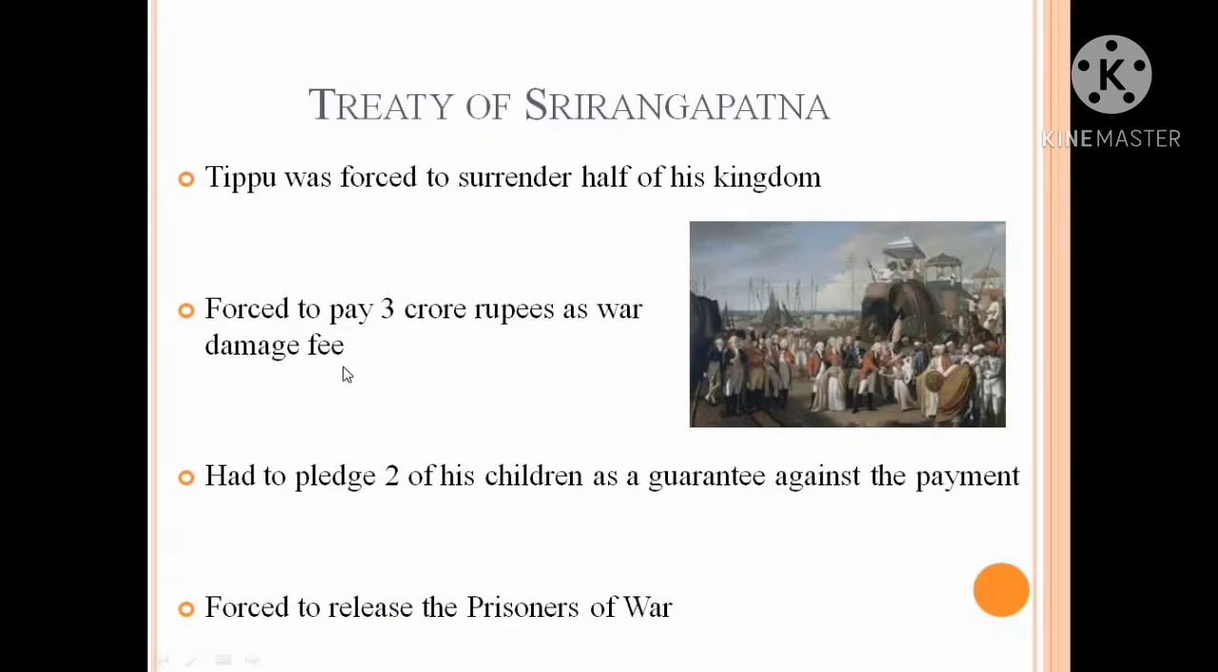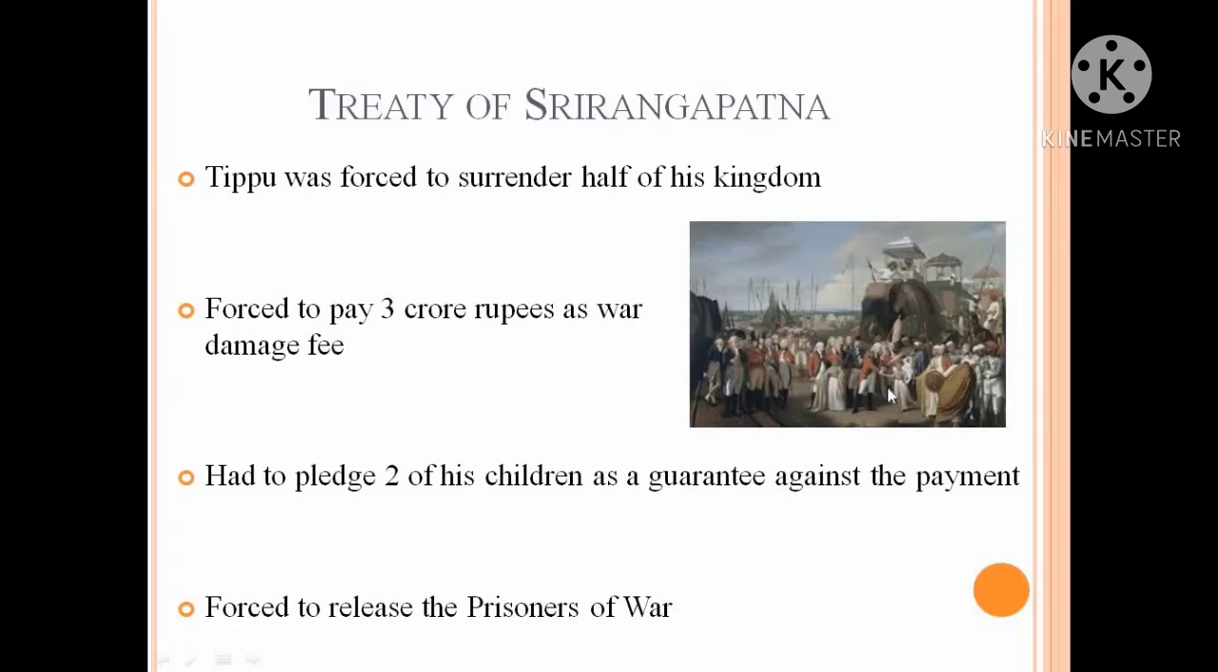He started the war, that's why, as for those who are defeated, everyone is ready to throw a stone at them. He had to pay 3 crore rupees. In those years, just imagine 3 crore rupees, a huge amount. At that time, he could not pay. That's why, till he paid, he had to pledge 2 of his children as guarantee against the payment.